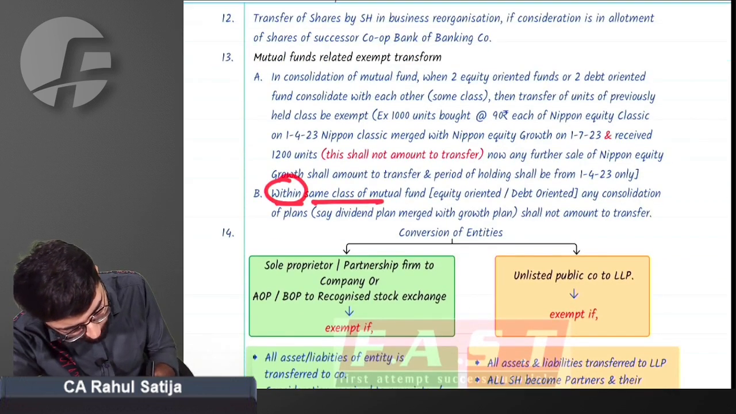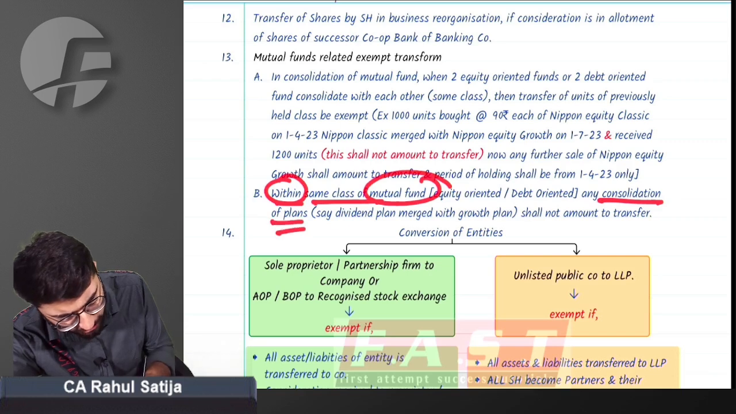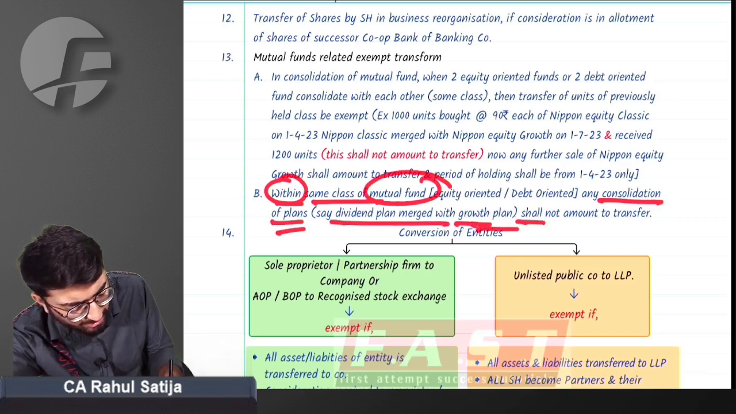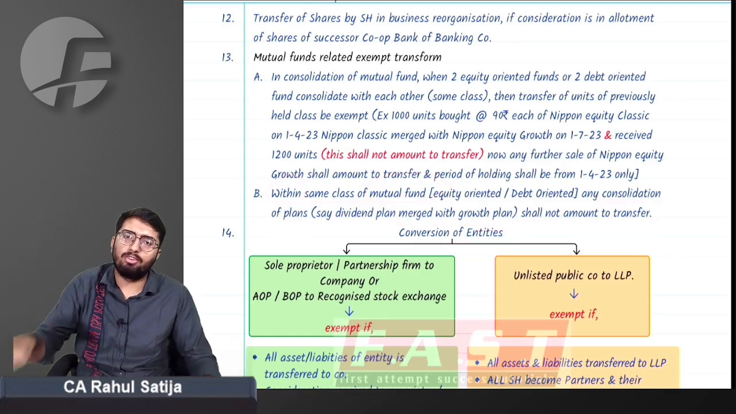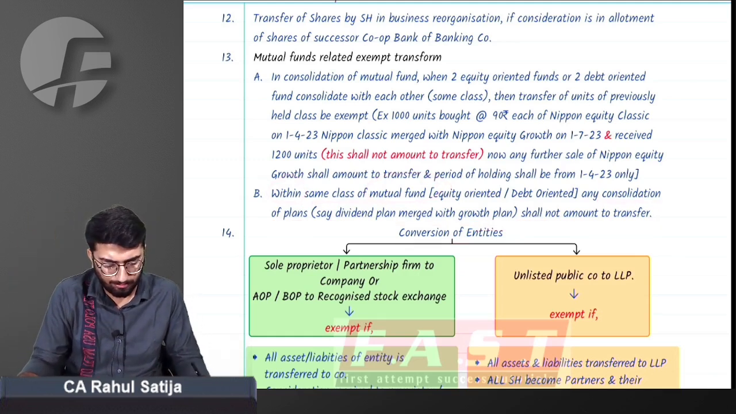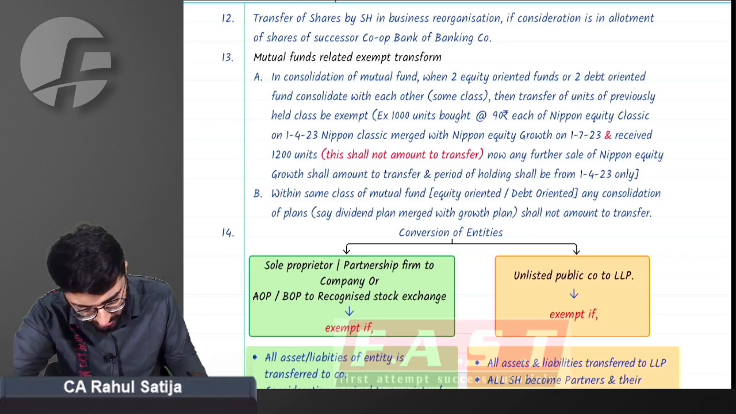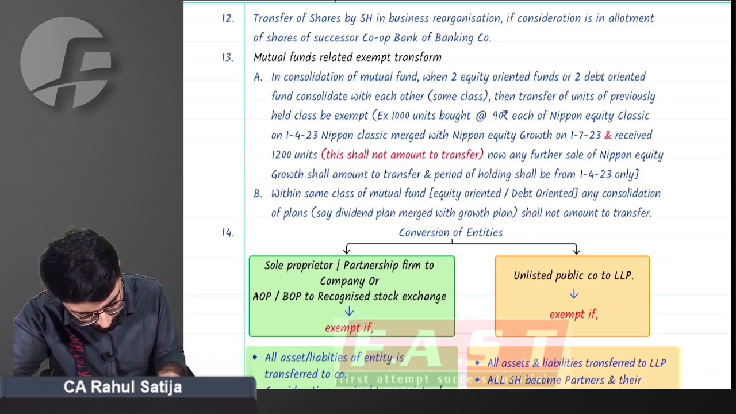If within the same class of mutual fund there is consolidation of any plan, for example, a dividend plan merged with a growth plan, then it shall also not amount to transfer. This is the basic bottom line in case of mutual fund related exempt transfers. Okay, sir. We did get what you are saying.